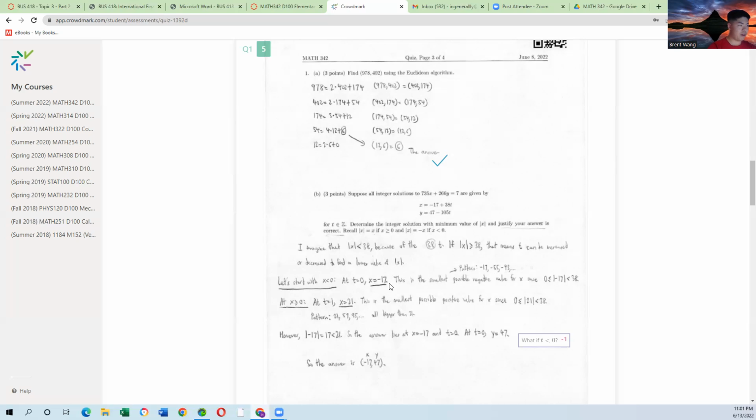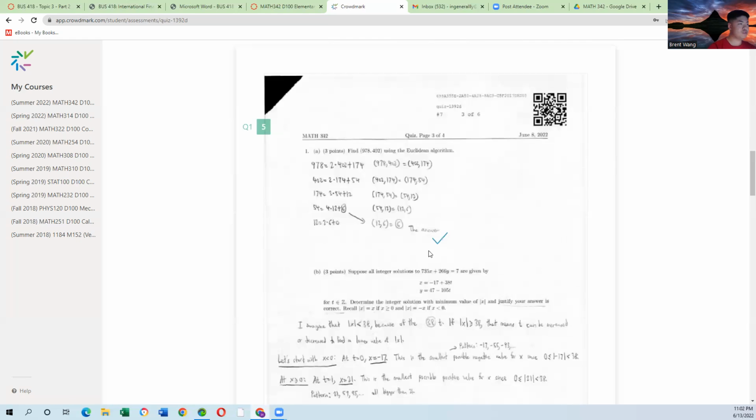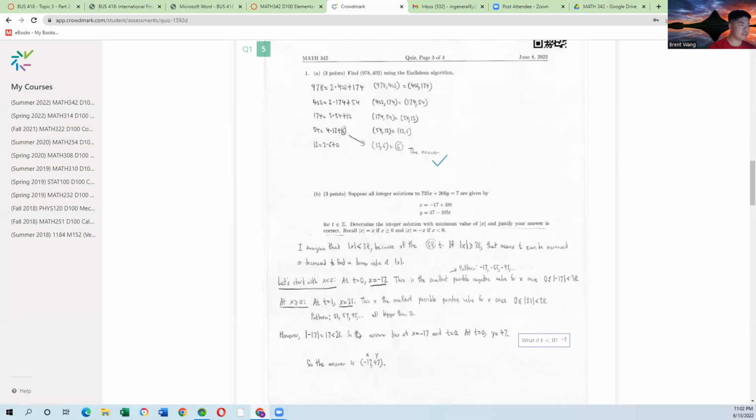So then you can compare x is negative 17 and x is 21, but the absolute value of negative 17 is smaller than 21. So the answer lies at x is negative 17 or t equals 0. And at t equals 0, y is equal to 47. So the answer is negative 17 and 47.